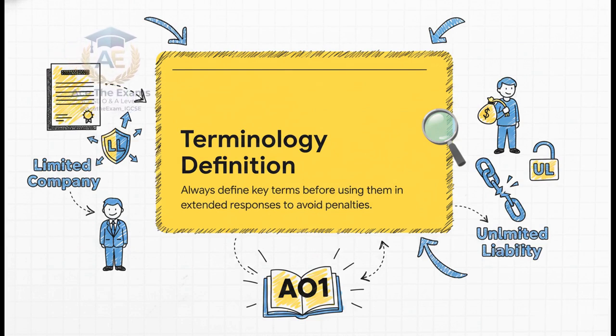Why? To avoid massive examiner penalties. If you are comparing, say, a limited company to a sole trader, you must explicitly define what unlimited liability is. Don't just say it's risky. Define it as the legal obligation where the owner's personal assets are at risk to pay off business debts. It's the terrifying prospect of losing your house because your bakery failed. If you don't lay down this solid conceptual foundation first, the examiner can't give you credit for the high-level analysis that follows, because they aren't convinced you actually know what the terms mean.